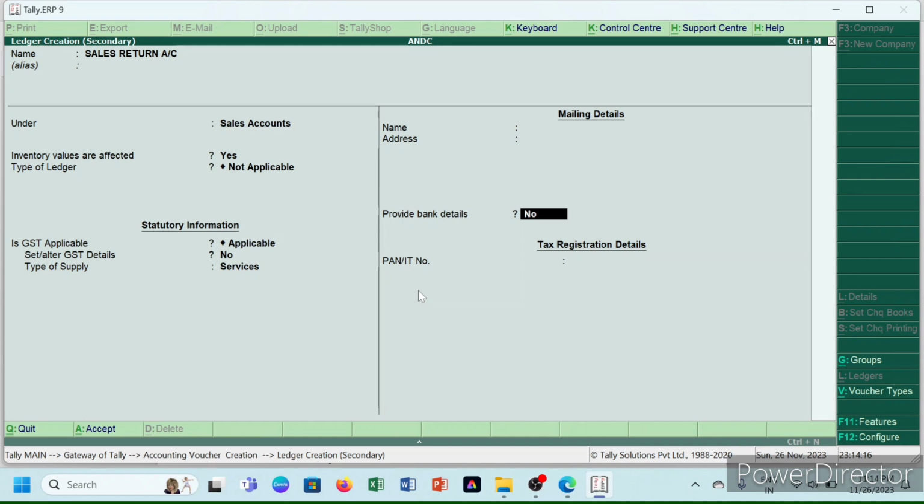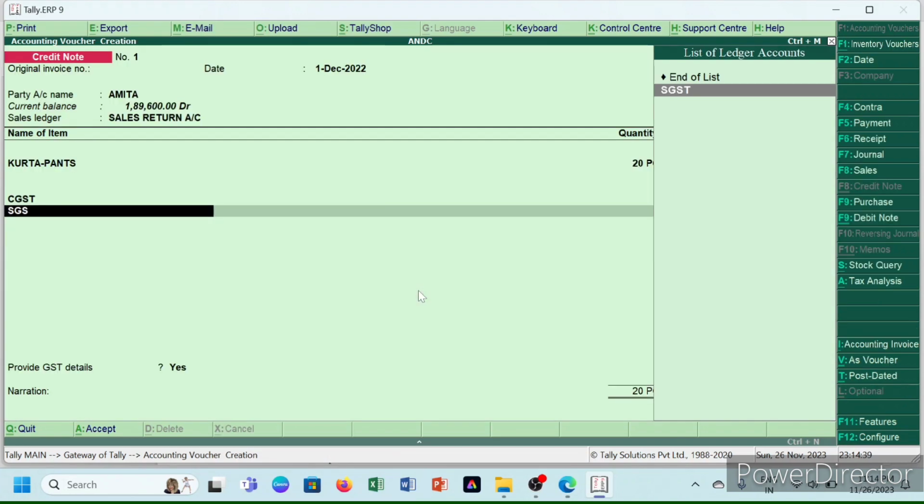Amita is returning us kurta pants, 20 pieces, that is for 800, and CGST, SGST. Your sales return will always be shown in the credit note and purchase return in the debit note.